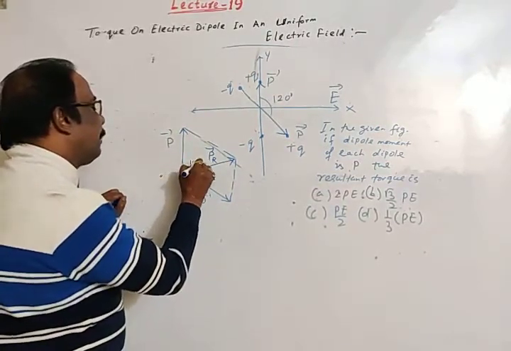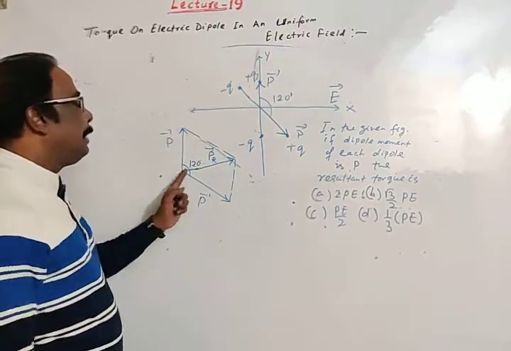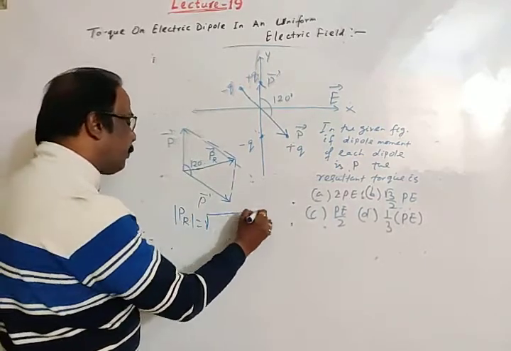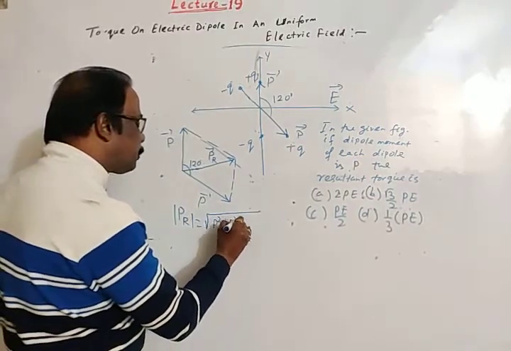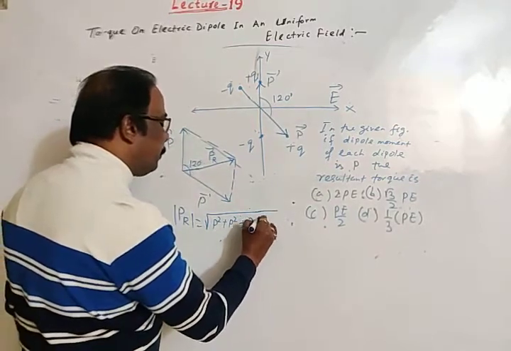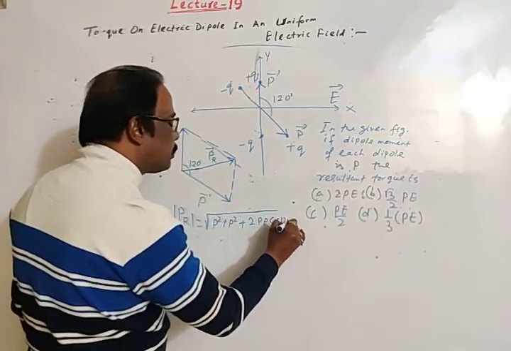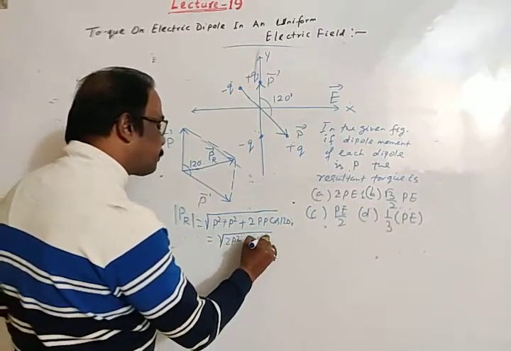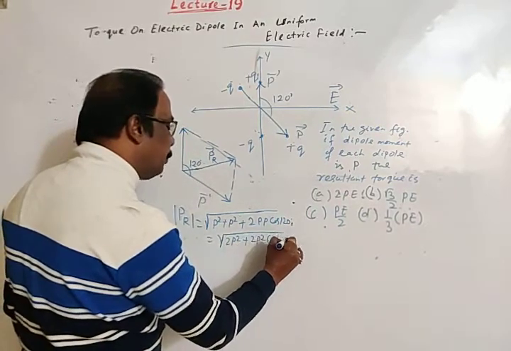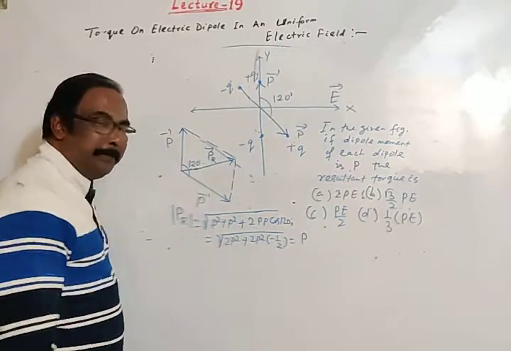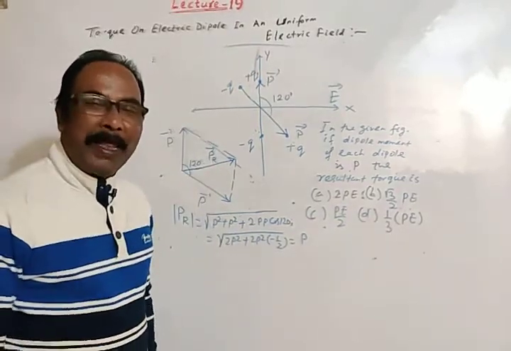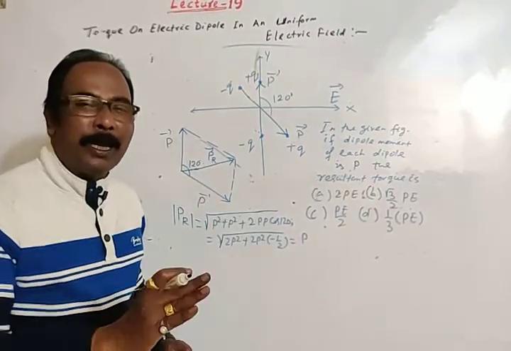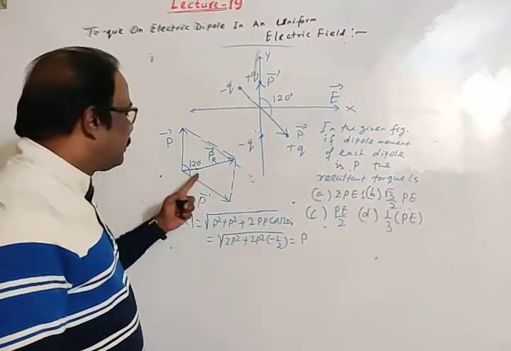See, the angle between the two dipole moments is 120 degrees. This is the resulting dipole moment. The magnitude of the resulting dipole moment is the square root of P squared plus P squared plus 2P squared cos 120. This equals 2P squared plus 2P squared cos 120, and cos 120 is minus 1 by 2. Solving it, you will get P. So you know that if the magnitude of two vectors is the same and the angle between them is 120 degrees, then the resultant is equal to the magnitude of either of them.